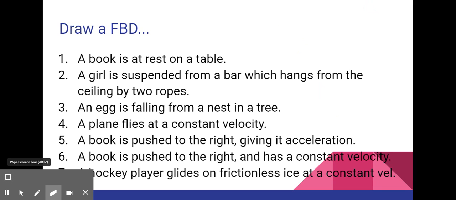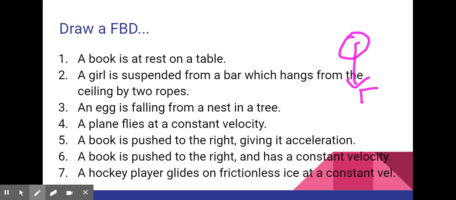An egg is falling from a nest in a tree. So we have an egg, got our little eggy. We have gravity pulling down on it. Any other forces in this situation? Well, not really. If we have air resistance, then we would have some smaller F air, but those two would not be equal unless we're getting into things like terminal velocity. So F air and Fg are not equal and opposite.